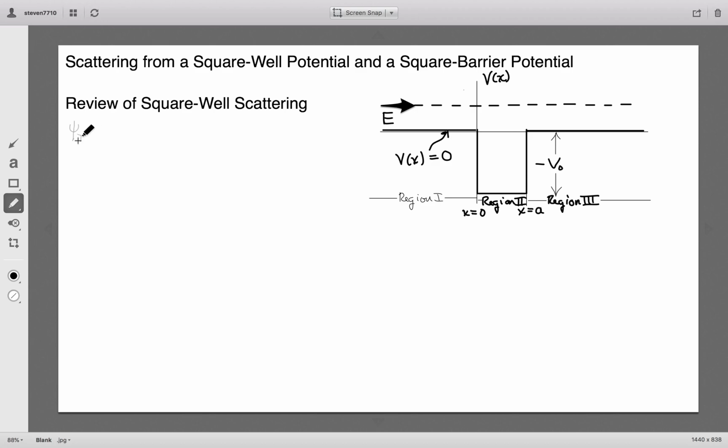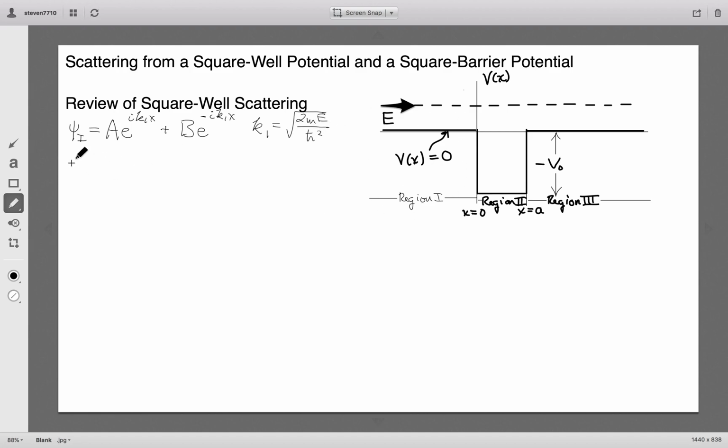Our wave function in the first region was composed of free particle wave functions, e to the i k1 x plus b e to the minus i k1 x, where recall that the wave number k1 involves the energy. It's the square root of 2mE over h bar squared. Right, so in this region here.